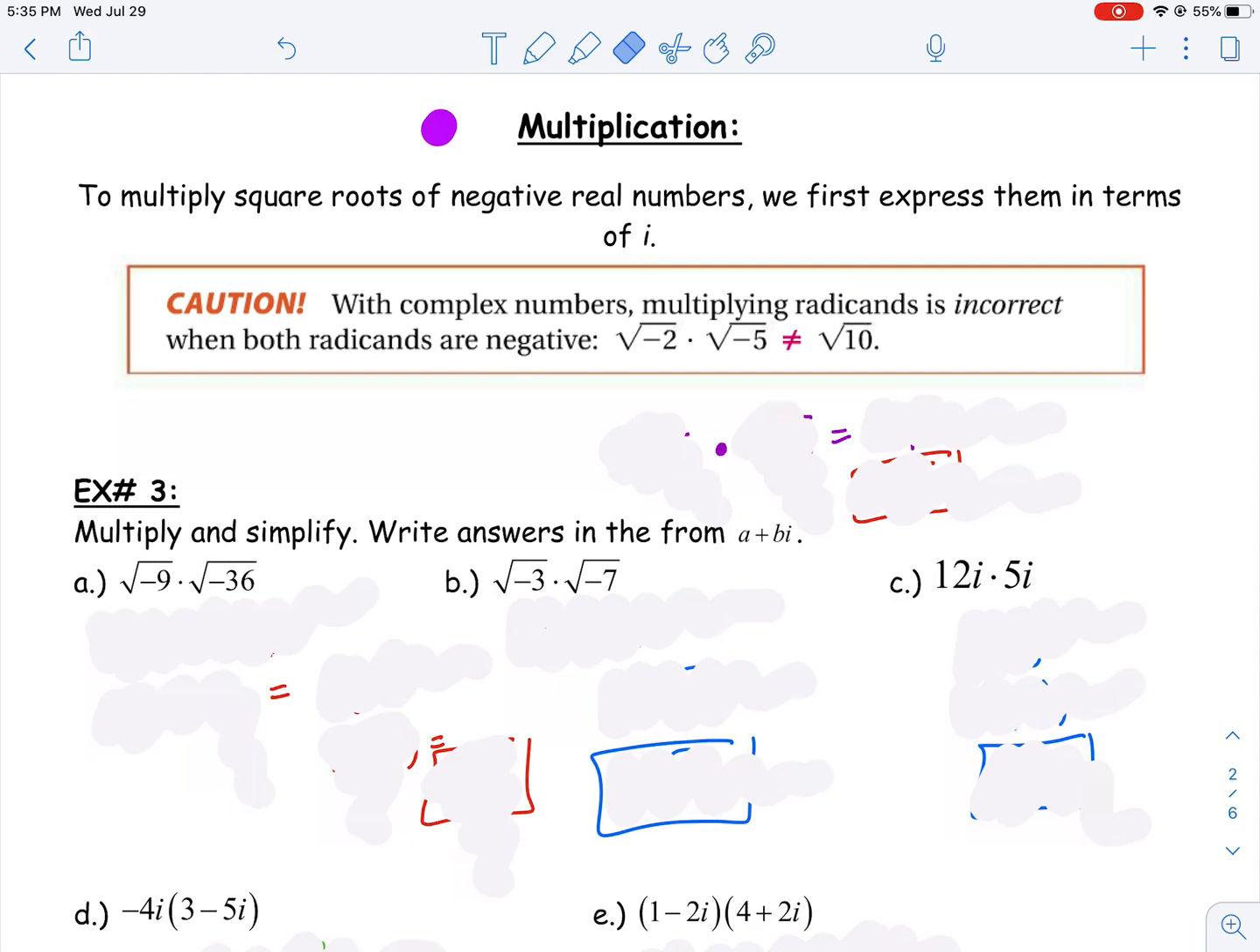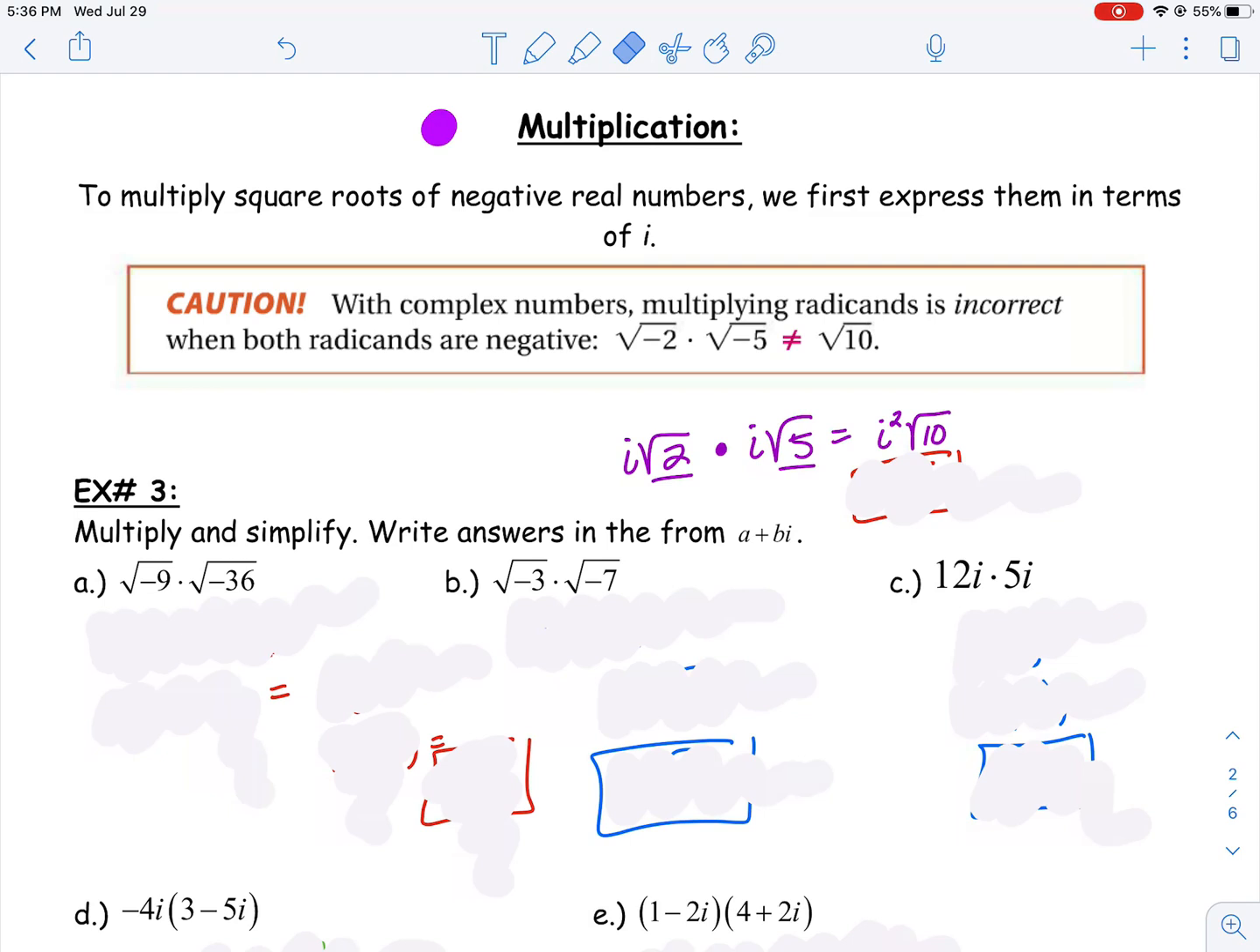What we have to do first is express each of those as an imaginary number and then complete the multiplication process. So really, the square root of negative 2 is i rad 2, and the square root of negative 5 is i rad 5. Now I can multiply together. Remember when we multiplied radicals, outsides go with outsides and insides go with insides, as long as they're underneath the same radical. So I have i times i, which is i squared.